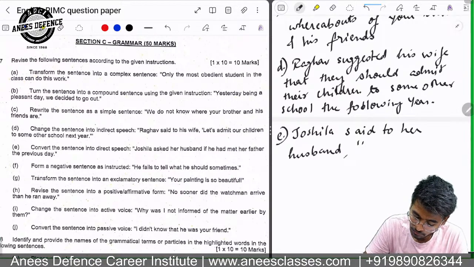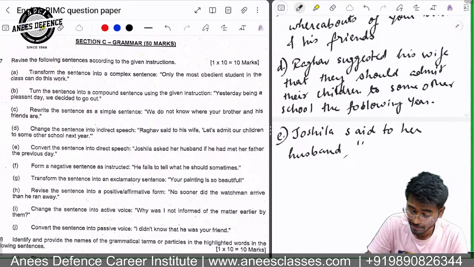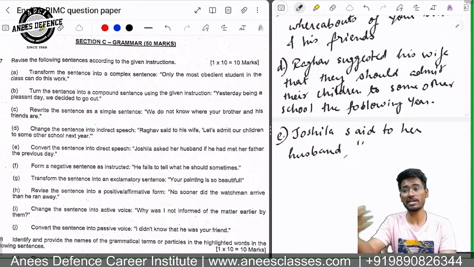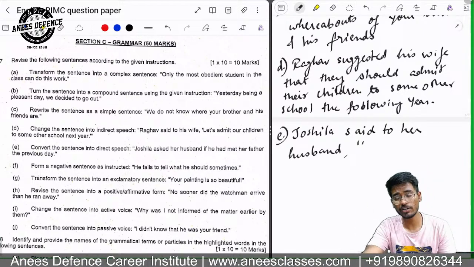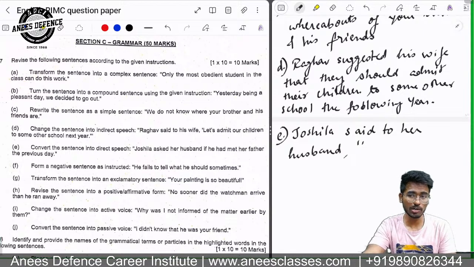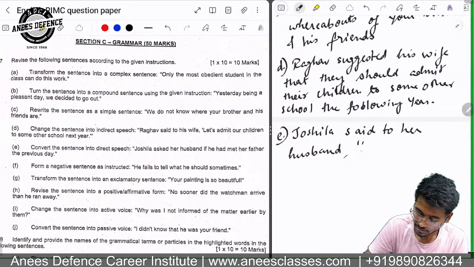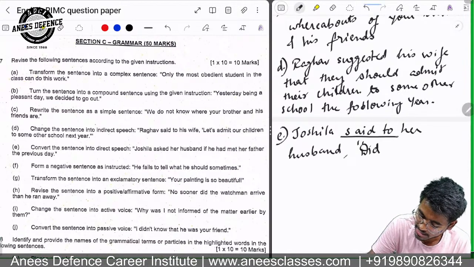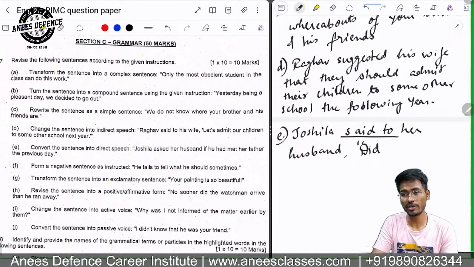Okay. What is the tense? "If he had met." Now this "had" is the past perfect tense. In direct speech, if there is a statement in simple past tense, then we convert it into past perfect tense. Now we need to convert from indirect to direct. So it is given in past perfect, then we will convert it to simple past. Joshila asked her husband, comma. This "said to" can also be written as "asked". Okay.